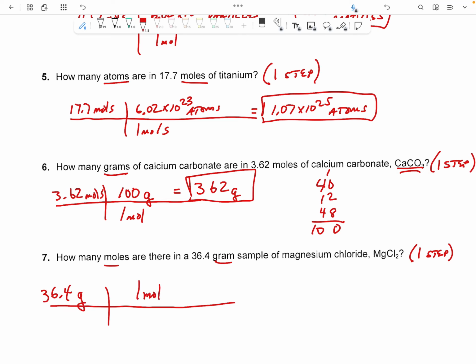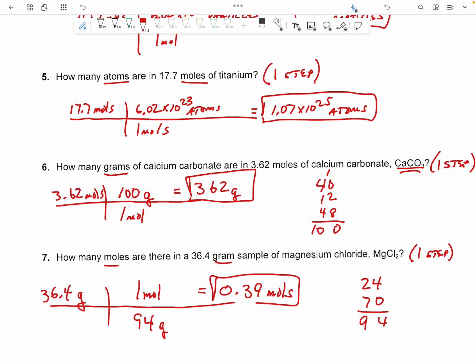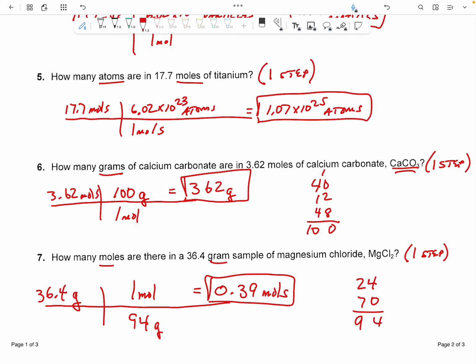of magnesium chloride. Magnesium happens to be 24. I'm rounding again. Chlorine is 35. I'm going to round it down to 35, so that's going to be 70. That's going to be 94. So I'm going to put 94 down here. 36.4 divided by 94, and it's going to give me 0.39 moles of your magnesium chloride. Okay, box the answer. All right.